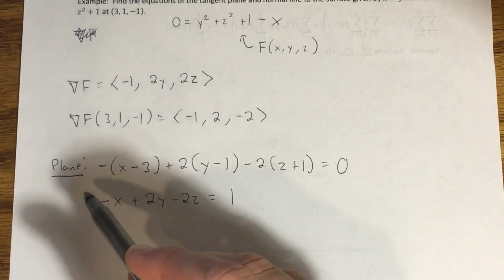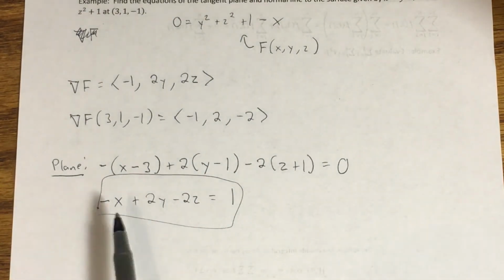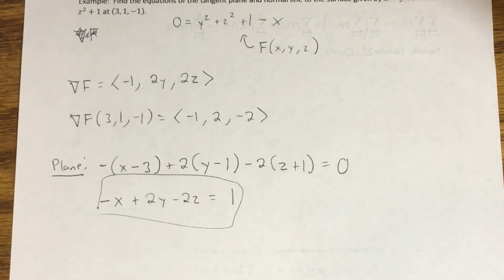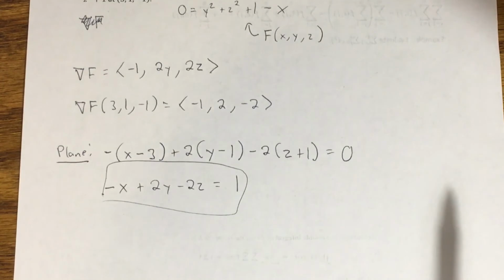Sometimes people like to have a positive coefficient on your first term, so I could also multiply everything by -1 to change the signs. It doesn't really matter. There's different ways of expressing this same equation. This is just the way I'm doing it here.